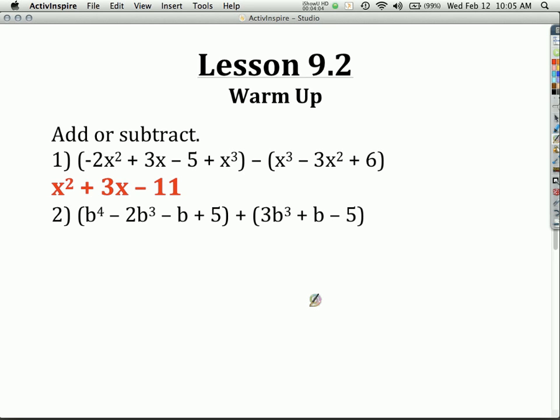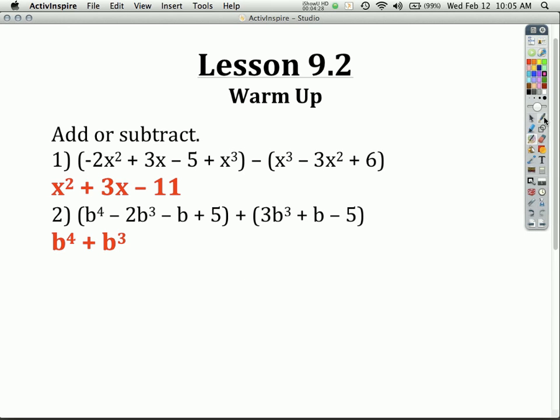Number 2, what did you get as the solution? Jada, Sharik, and then Anita. Okay. B to the fourth plus B cubed. Okay, so all 3 of you agree on this one, and that is the correct solution. So let's go back to number 1.